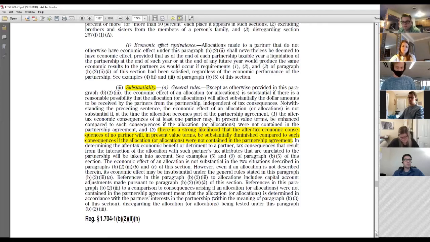Questions on the after-tax test? Well, the example that covers this is example 5 in the -1(b)(5). So let's turn to -1(b)(5), example 5. We're not going to have time to go through this today.